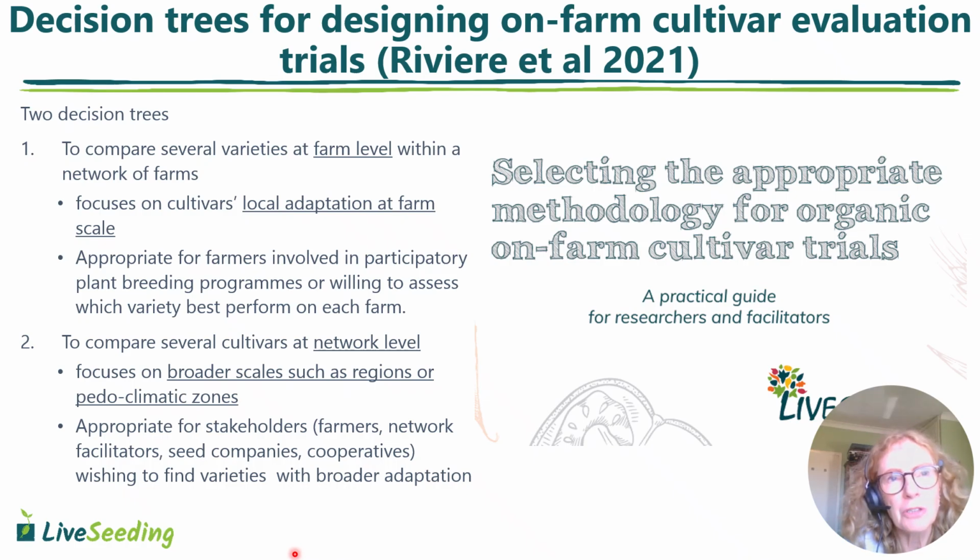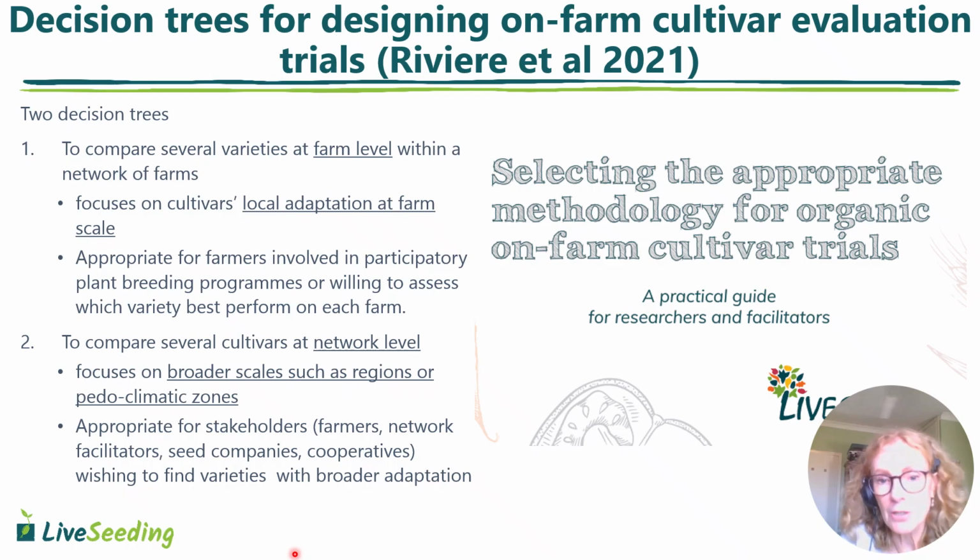And so the outcomes of these 2 levels of network trials may not be quite the same. The primary objectives are not quite the same, where the first tree, as I said, is about those farm level objectives and meeting the needs primarily of the individual farmers. The second one is broader scale, being able to make more general recommendations. So the second one is more appropriate for stakeholders. It could be farmers, but network facilitators, seed companies, cooperatives, let's say, who want to make recommendations to their members in a given region.